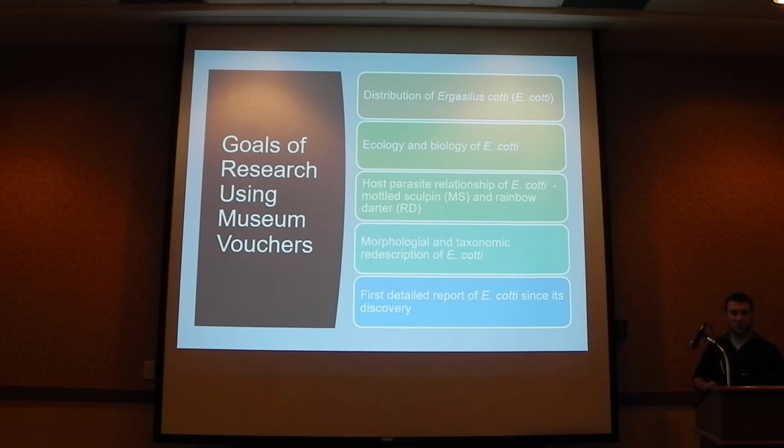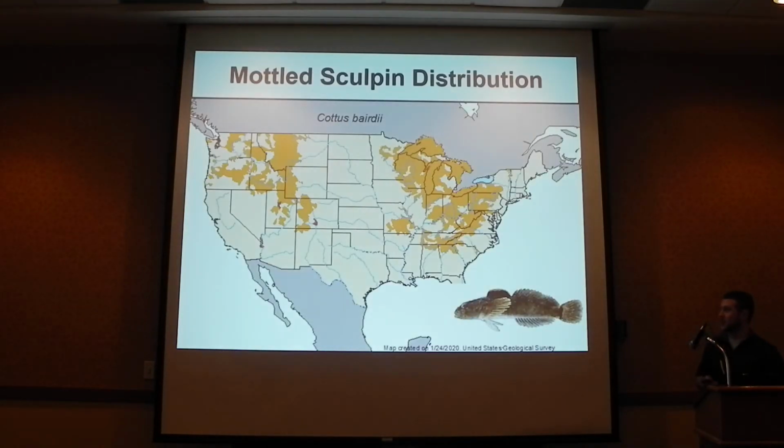The initial description is about a page long, and if you know anything about taxonomy, that's not very helpful. It doesn't have enough details, and it's very disappointing. So I'd like to add a little bit more detail for future researchers so they're not as confused as I am. This will eventually culminate in the first detailed report of Ergasilus cotti since its discovery.